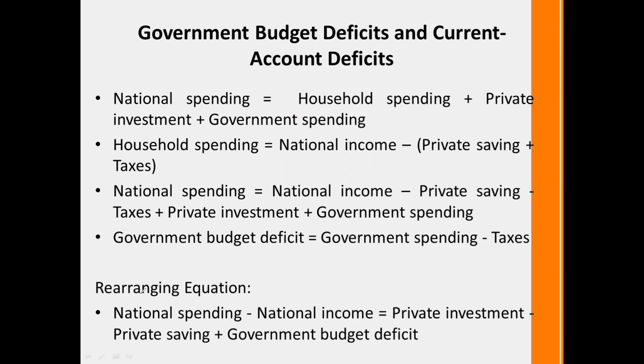Right? So then we can rearrange the equation: national spending minus national income equals private investment minus private saving plus government budget deficit. Now we are reducing national spending to national income because here we are dealing with the government budget deficit. So we get national spending minus national income equal to private investment minus private saving plus government budget deficit.